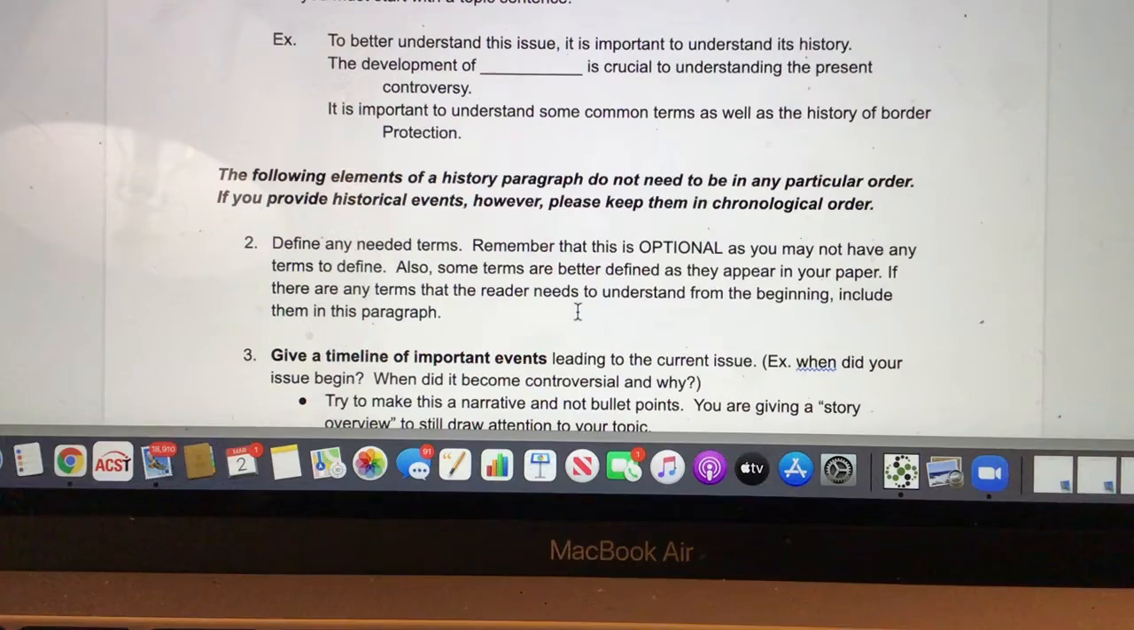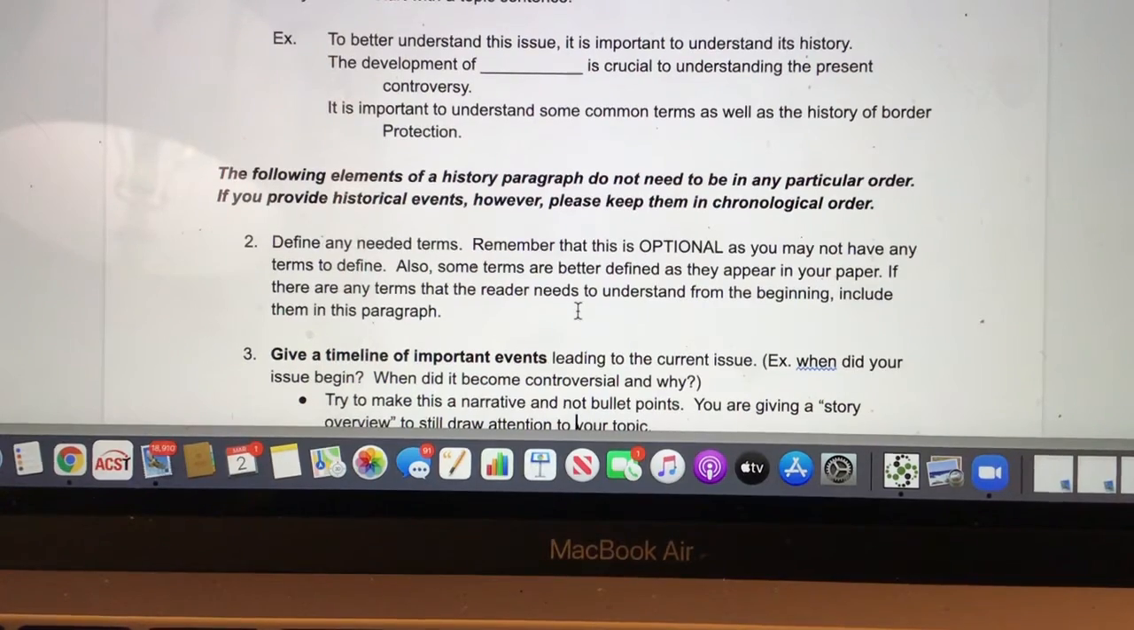Because that's pretty crucial to your paper. So anything that's important. Now there may be some ideas or terms that arrive later in your paper. Like some people who are doing the COVID vaccination, herd immunity is a concept, but they don't need to define it in their history paragraph if it's part of their argument under confirmation three. They can define it when they get to that part of their paper. So you're just defining terms that the reader needs to know upfront to understand your thesis.